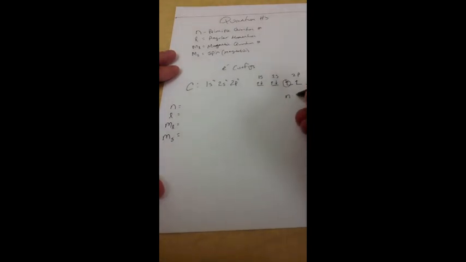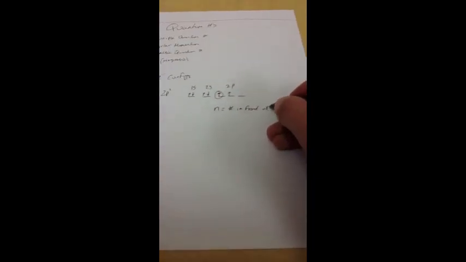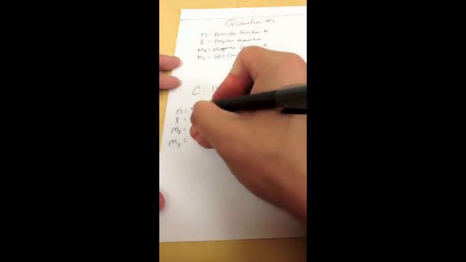Alright. N is the easiest darn one you'll ever find. Your N is just the number in front of the letter. It's your principal quantum number. It's basically your energy level. So your energy level here is 2 because you're in the 2p. So our N is 2. That's about as simple as it gets.